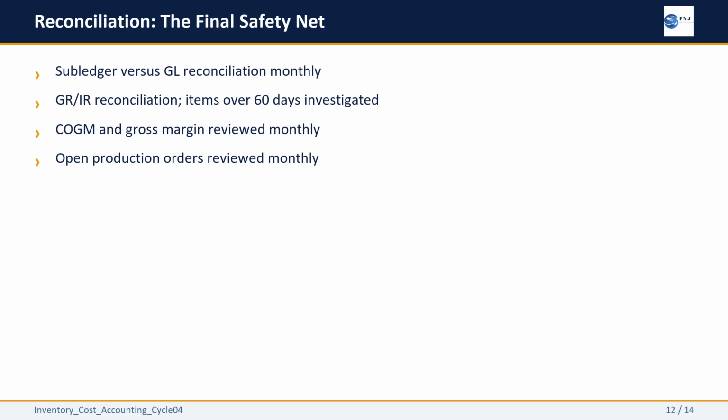Reconciliation is the safety net that catches whatever the other controls missed. Every month before close, the inventory subledger is reconciled to the general ledger, and the goods received versus invoice received account, the GRIR account, is reconciled with any item over 60 days investigated. On top of that sit reasonableness checks, cost of goods manufactured compared to prior period and budget, gross margin analyzed by product with significant changes investigated immediately, and open production orders reviewed monthly so orders running beyond cycle time get flagged.